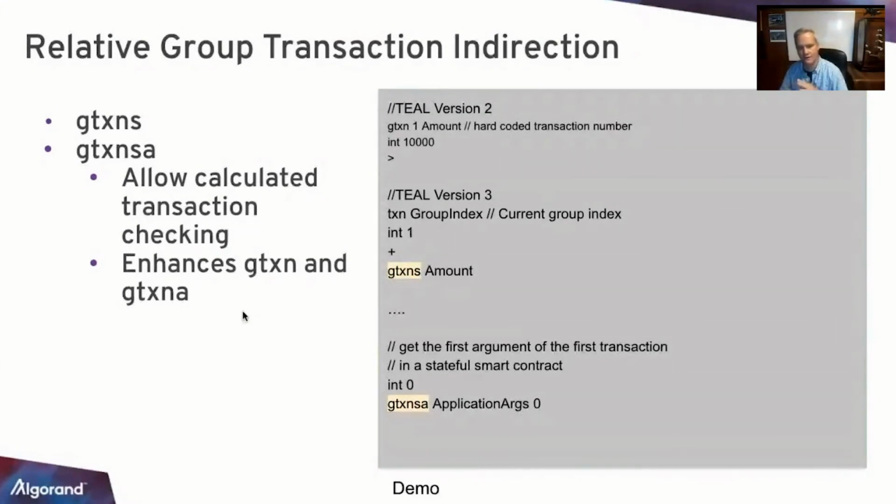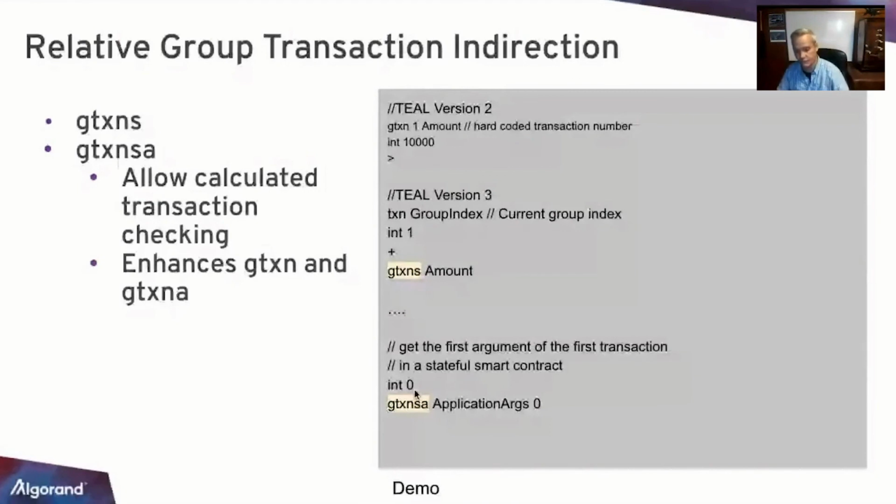Now we have 2 new opcodes that allow you to not hard code this one value. Essentially, it reads the top value of the stack and uses that as an index into the actual transaction group. So I can make that more dynamic. In TEAL version 3 here, I'm looking at the current transaction's group index, which is what number in a group of up to 16 different transactions I am. It gives me that number, and then I may add 1 to it and return. This says go get that transaction I'm pointing to, and the field is amount. Instead of hard coding that 1, it's pulling that value off the stack.